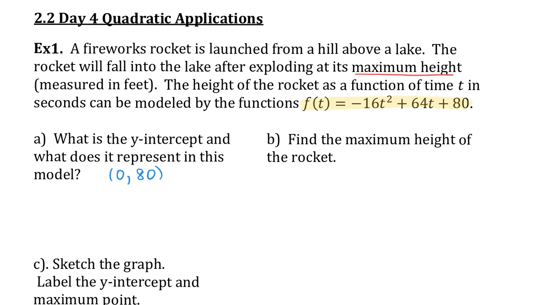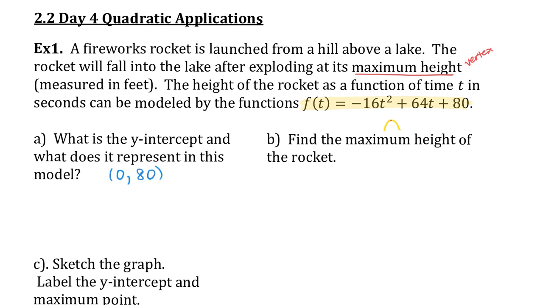Since the equation is quadratic, it has a squared, it's going to make a parabola. Since it's a negative, it's going to open in the downward direction. This is what I'm thinking about while I do it. At some point, they're telling me it's going to explode at the maximum height. When they say maximum height, they mean that point, which is the vertex. So they're talking about the vertex. It's going to explode at the vertex.